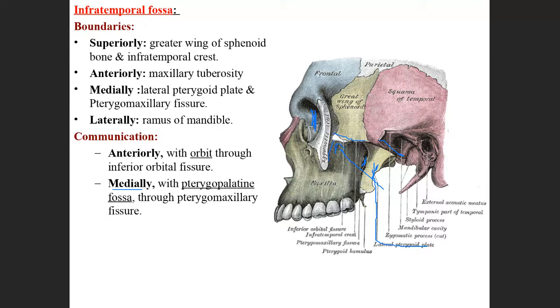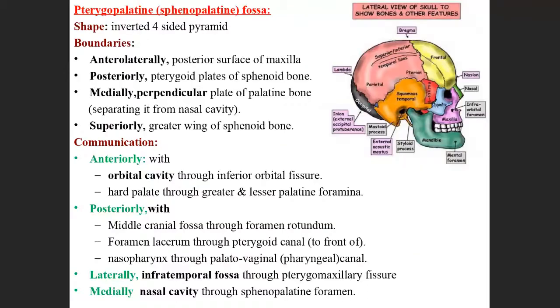Okay. So these are the connections and boundaries of the infratemporal fossa. So what is the pterygopalatine fossa? It is a space between the pterygoid plate and the palatine bone. What are the boundaries? Anteriorly and laterally, the posterior surface of the maxilla; posteriorly, the pterygoid plate of the sphenoid bone; and medially, the palatine bone.